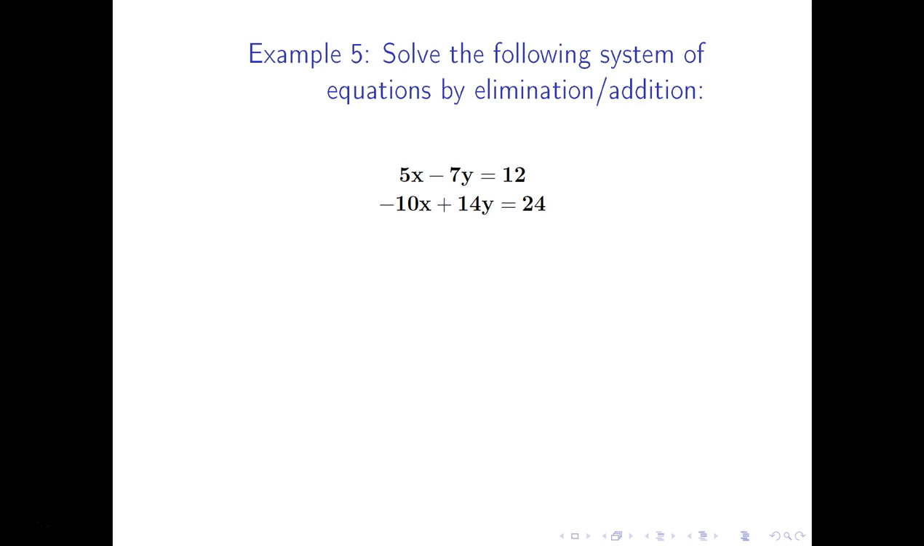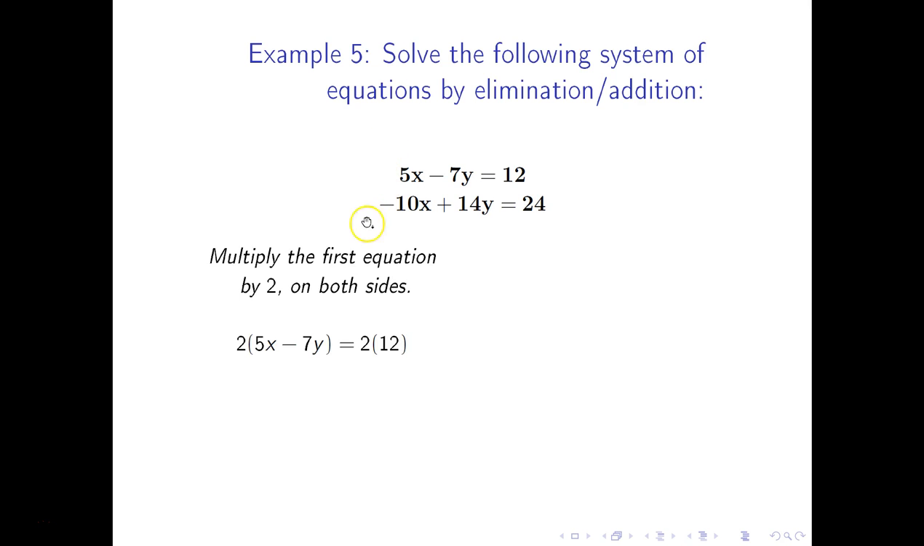So if you look at that first equation, I'm going to pick x. You can pick whichever variable you want. But notice, if I multiply this thing by 2, this will make this 10x, which when I add down will make the x's go away. So I can multiply that whole first equation by 2. But remember, whatever I do to one, I have to do to the other. So I'm going to multiply that first equation, which gives you 10x minus 14y equals 24.